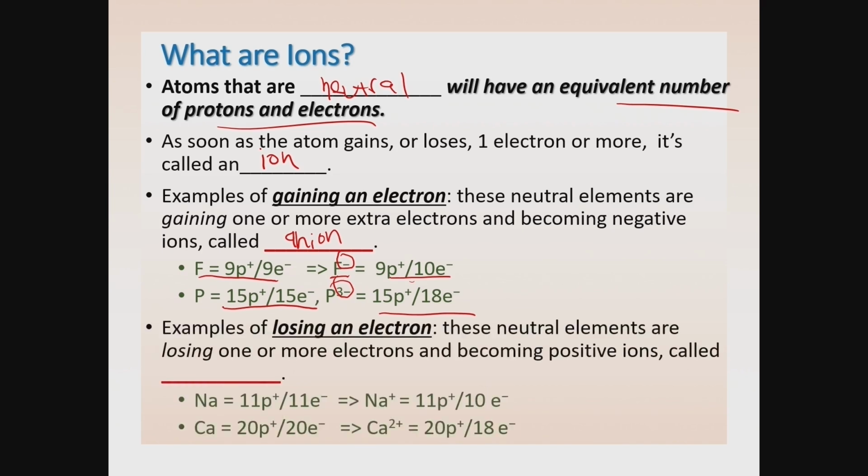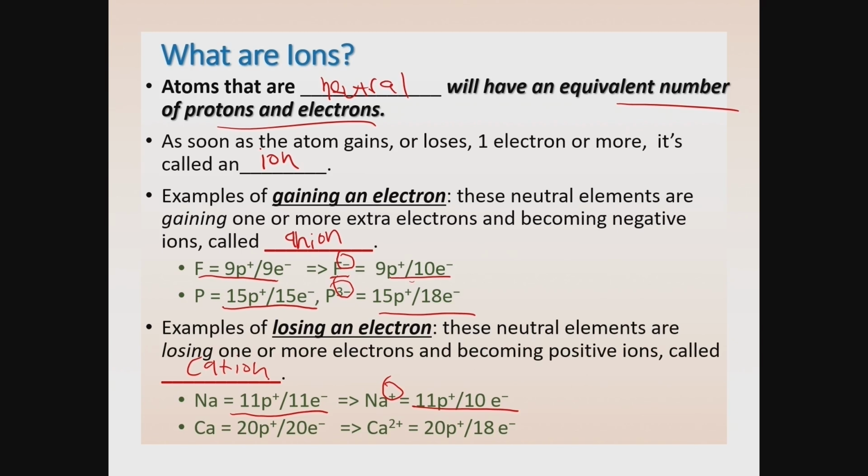Now, let's look at some examples where you have atoms that are losing electrons. For example, you have sodium. It starts out with 11 protons, 11 electrons as a neutral atom, but if it loses 1 electron, you go down to 10 electrons, then you can see you'll have an extra positive charge, which I've indicated in the symbol here. Whenever you have an ion with 1 or more positive charges, it is called a cation. So cation, there we go.